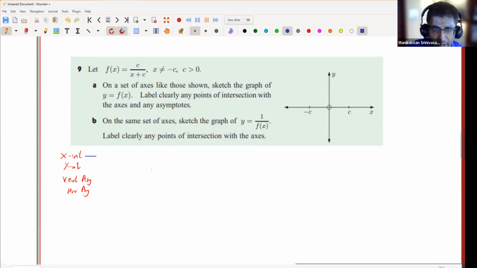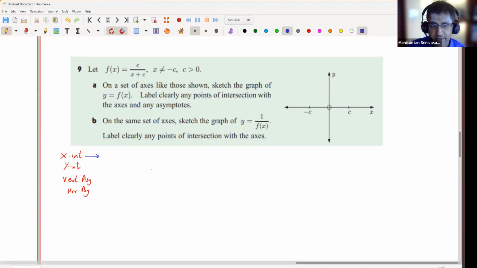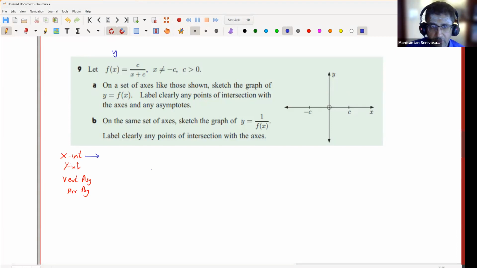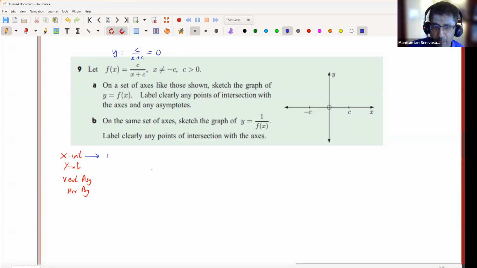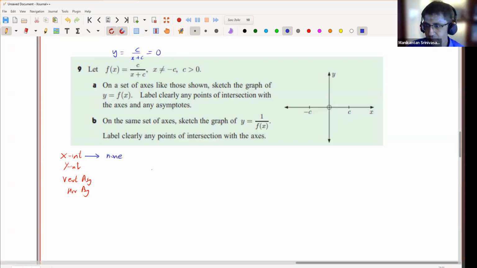X-intercept means what? Where does it cut the x-axis? As in, when does the function, let's say y = c/(x+c), become 0? Does it ever become 0? No, because the numerator is a constant and that's given to be greater than 0. Therefore, there is no x-intercept at all in this case.